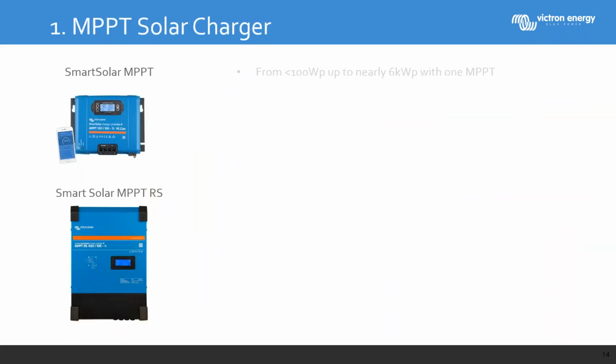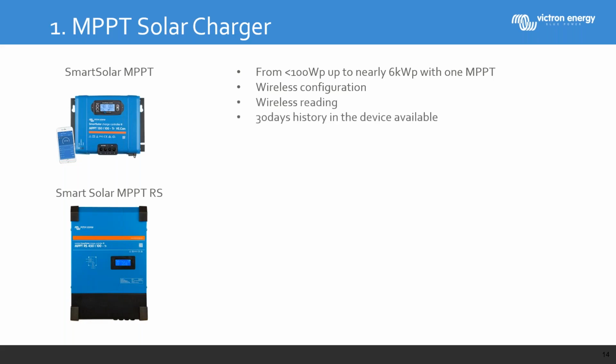So the MPT range, this range has grown tremendously over the last 12 years. Today I'm talking about only the smart solar MPTs. We do have other models that are non-smart, but they range from a system for 100 watt panel installation up to a 6 kilowatt peak panel installation with 1 MPT. There's wireless configuration, Bluetooth monitoring, 30-day history is available, very fast MPT tracking, and remote configuration. So you can now remotely program these MPT settings over the internet. You can update the firmware, you can change the settings, you can download the history.